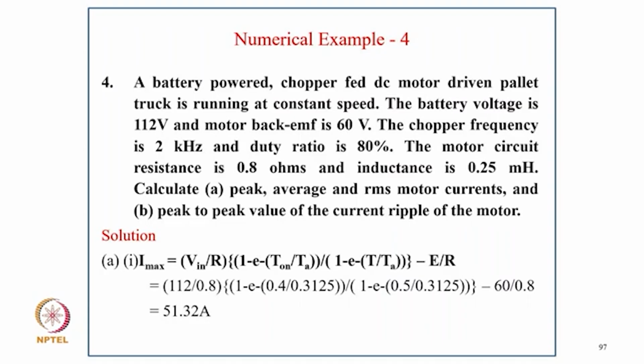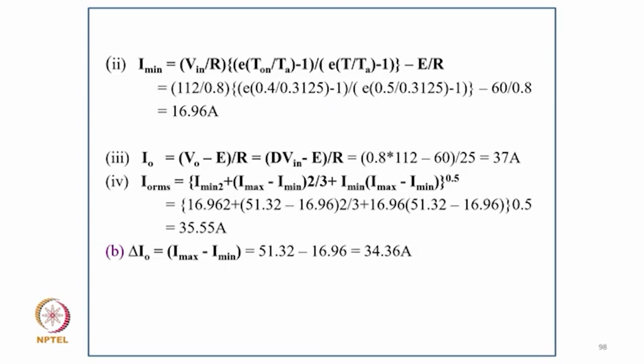So getting this relation, I max equal to V upon R into 1 minus e to power minus t1 upon tau divided by 1 minus e to power minus T upon tau, minus E upon R. Putting the value, it comes like 51.3 ampere. And similarly, putting the value in the relation of minimum current, it comes 16.96. And I average from the relation of V0 minus E upon R, it comes to 37 ampere.